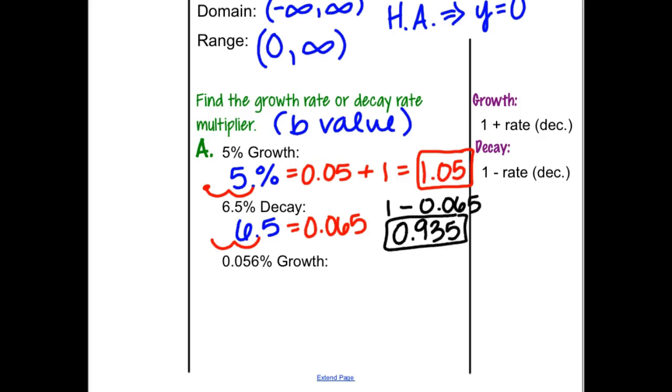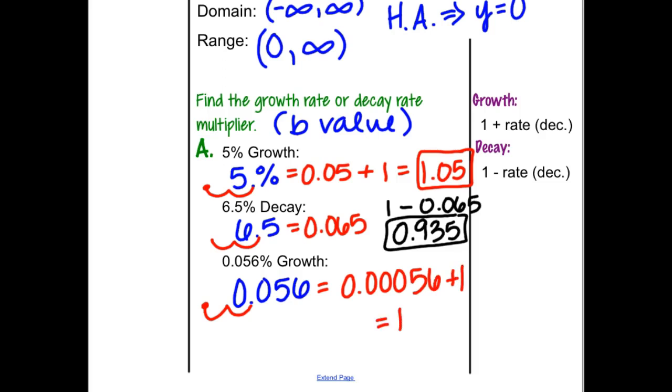And then finally, we got less than 500, or a little more than 0.05% growth. So we take that 0.056 and we move that decimal 2 places to the left. So that means that number is 0.00056, and because it's growth, we are adding 1 to it, which makes our rate 1.00056.